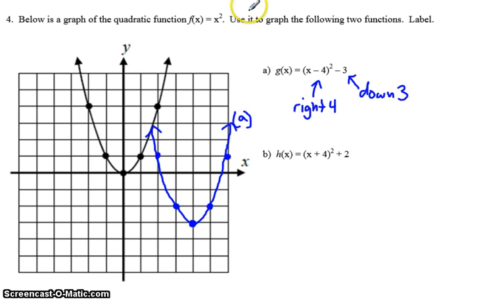Part B I'll do in red. The plus 4 on the inside means I'm going left 4 this time. And the plus 2 on the outside means I'm going up 2. So I'm going to start from the original one again, and I'm going to go left 4 and up 2. Same thing here. I'm going to go left 4 and up 2 for this one, and left 4 and up 2 here.